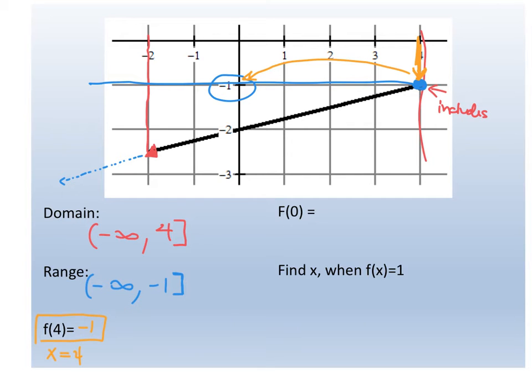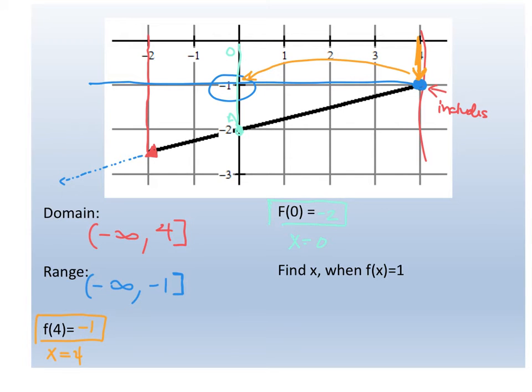Let's go on to the next one. We have f of 0. F of 0, basically telling us that x is equal to 0. My x value is right here of 0. So it touches my graph right at this point. And what is that y value? That y value happens to be negative 2. So f of 0 equals negative 2.